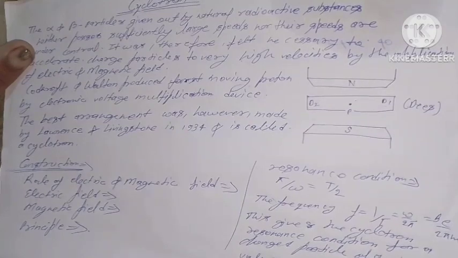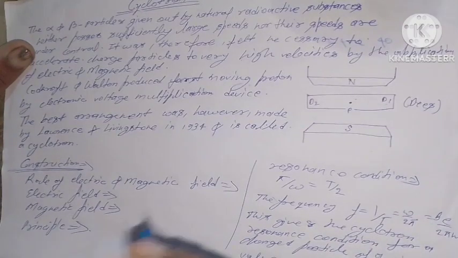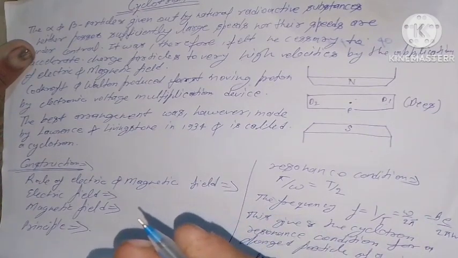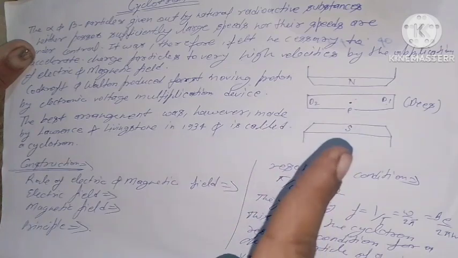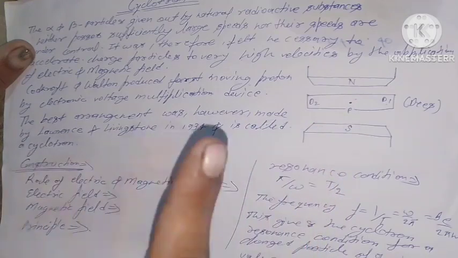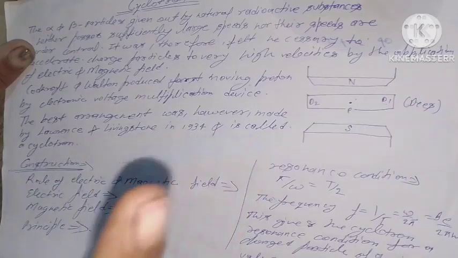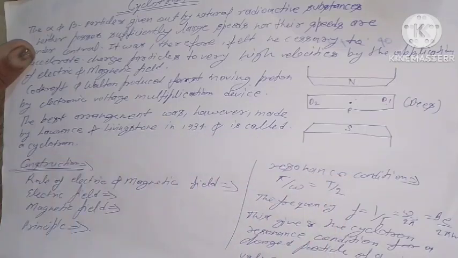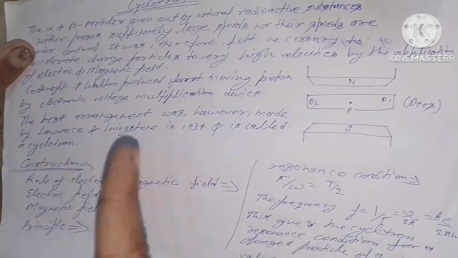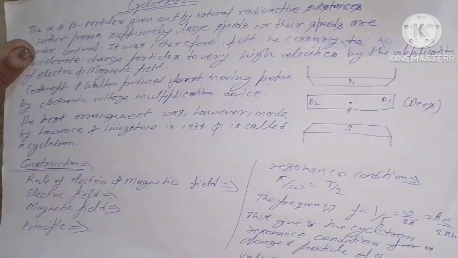If this condition is not satisfied, there will be no resonance between the arrival of the charged particles in the gap and the reversal of the voltage between the dees. The particle will go out of step and will not be accelerated. This is why it is said that a cyclotron is a resonance device.